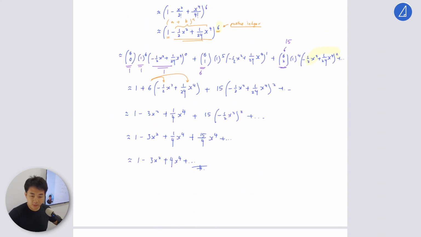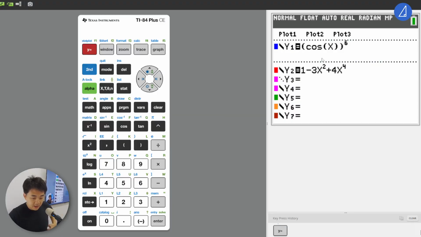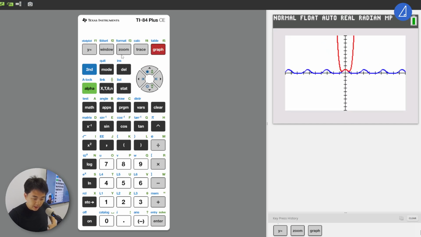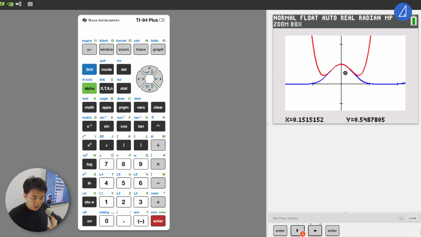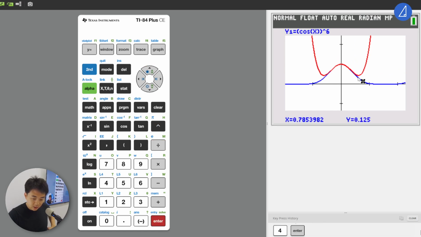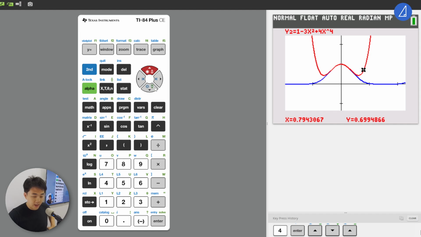Because small is relative, if you plot these two equations out on the GC, you realize that this is the exact curve and this is the Maclaurin series. It is too far to see, but if you zoom box to this area, now small is relative. The reason it's not accurate is that it's not negligible enough. If I trace at pi over 4, you see the deviation here. The exact curve is the blue one, and the deviation here is very high.